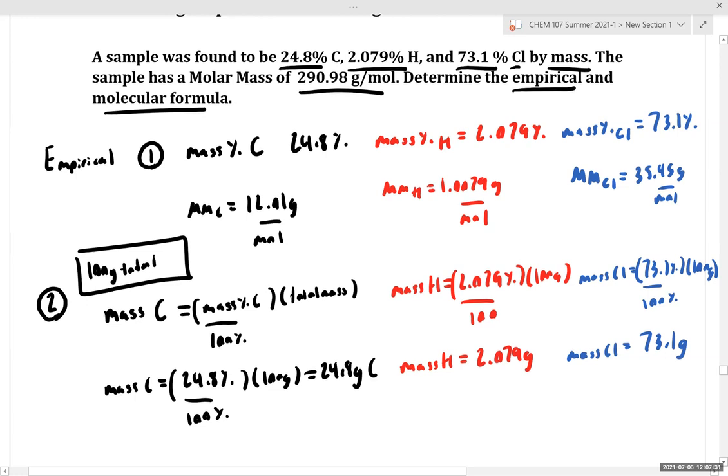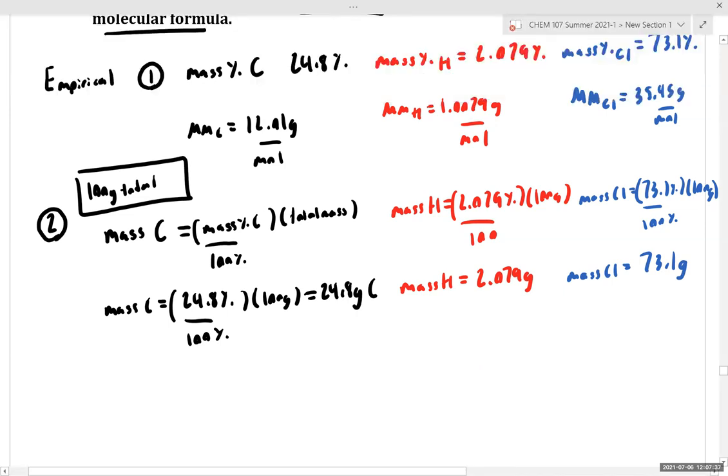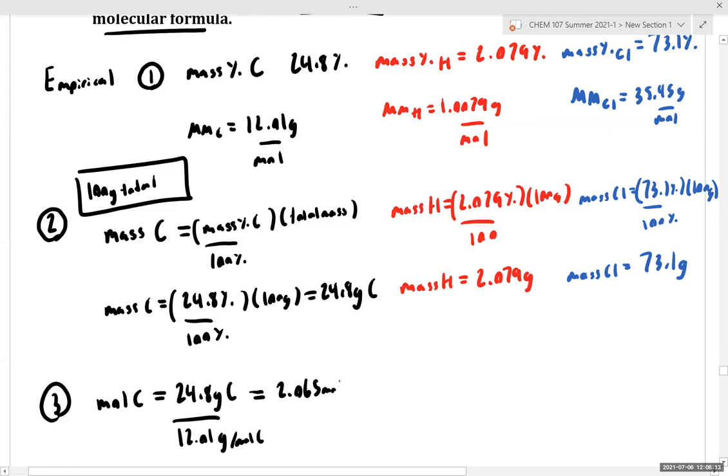So now that we have each of our masses, if we're looking for the empirical formula, we need the simplest mole ratio of elements. We want the simplest ratio of moles. So then our next step is to calculate the moles. So for the moles of carbon, we're going to take the mass of carbon over the molar mass. Punching this into our calculator, when we divide the mass by the molar mass, that in turn gives us 2.065 moles of carbon.